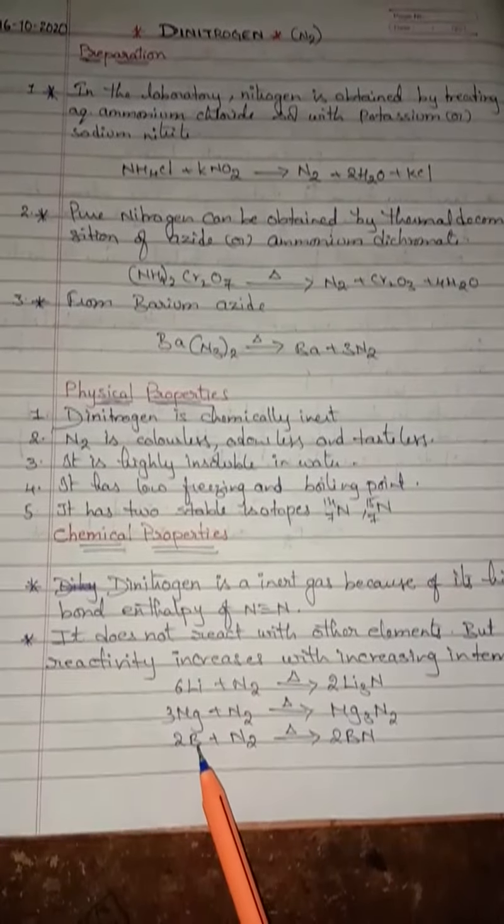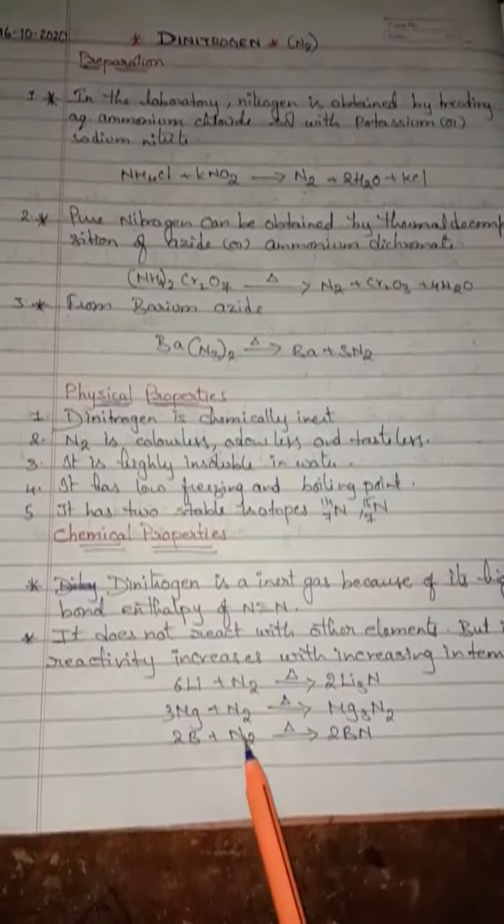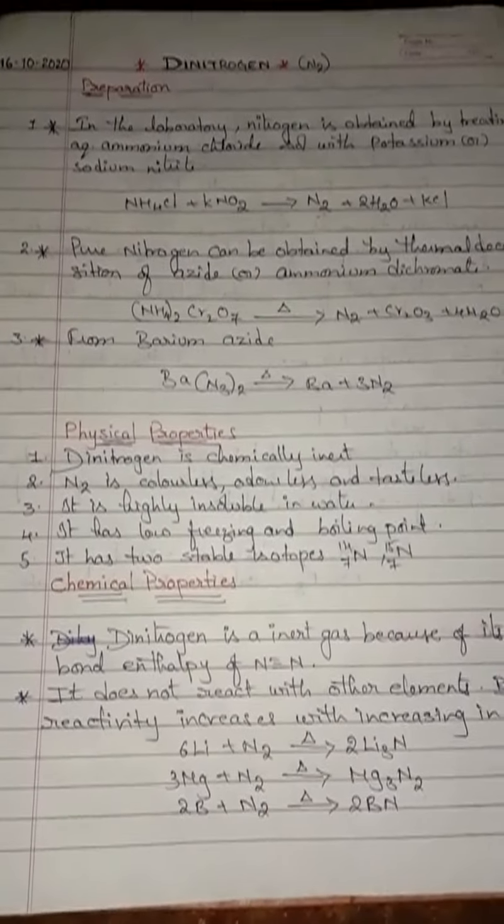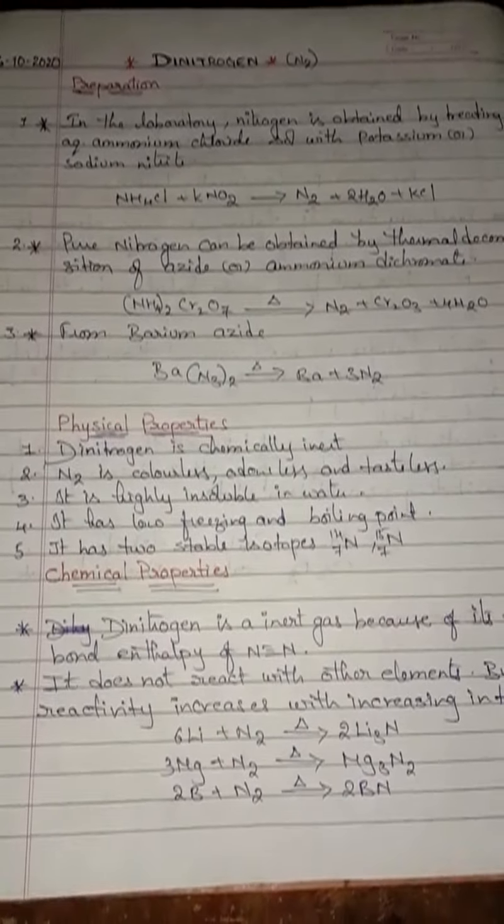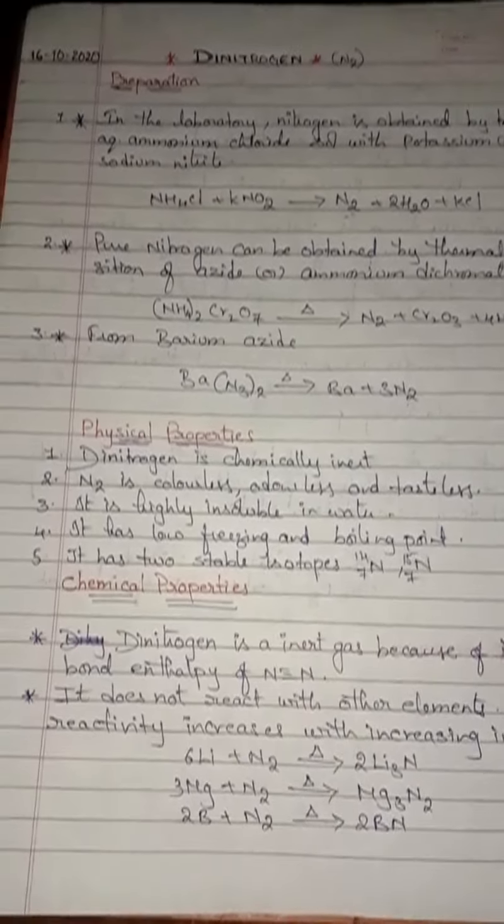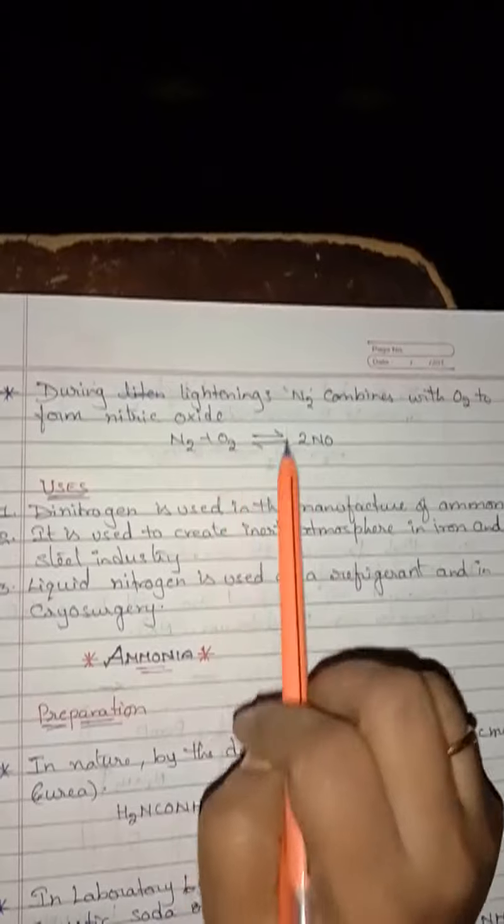Next, when boron reacts with nitrogen, it gives 2BN. Here 2 borons, so balanced. Not only this, at about 2000 degrees centigrade, that means during lightning, nitrogen combines with atmospheric oxygen to form nitric oxide. So N2 plus O2 gives 2NO. It is a reversible reaction. After some time it can again change to its elemental form. Clear, children? So these are the chemical and physical properties of dinitrogen.